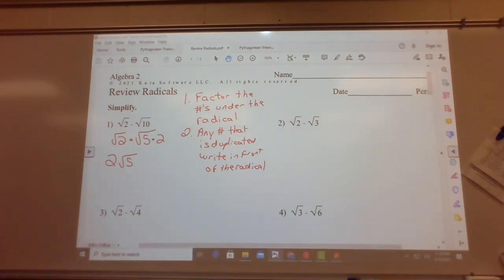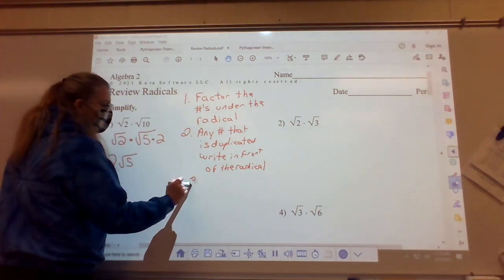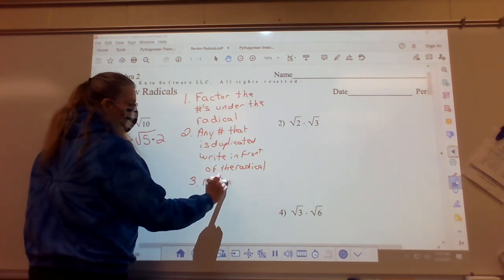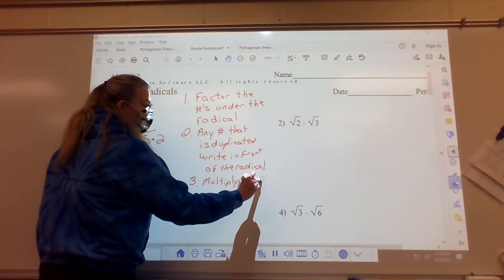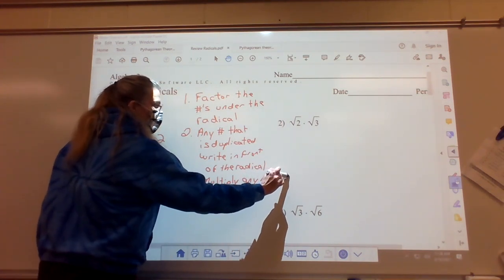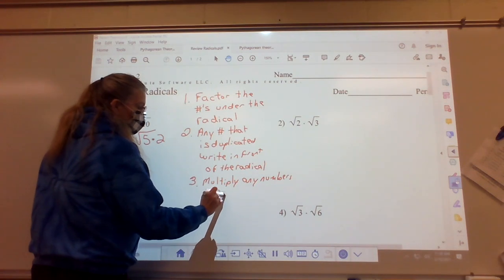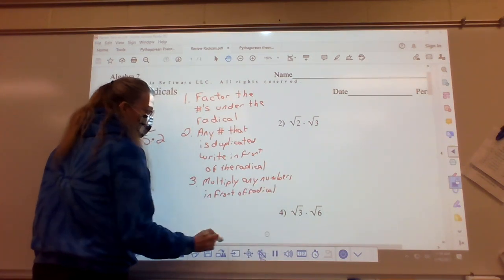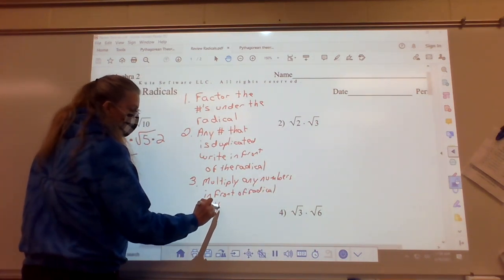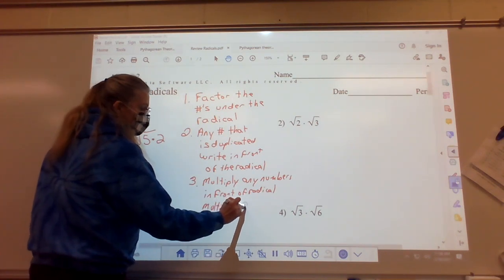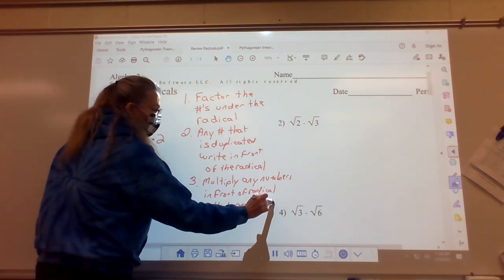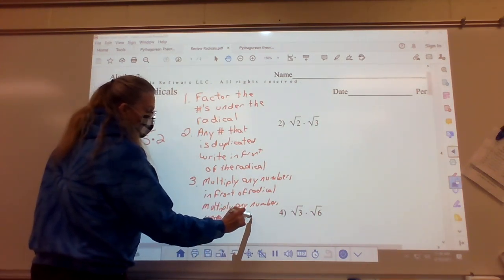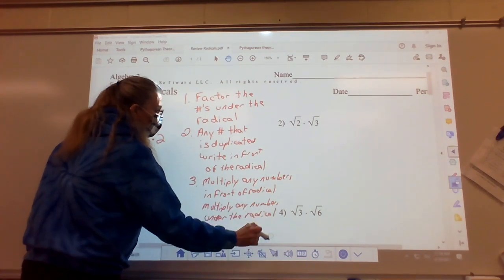So number 2. Well, first, I'm going to put one more step here, even though we're not going to need it for a little bit. So step 3 is to multiply any numbers in front of the radical and to multiply any numbers under the radical. And we actually won't need that step for a little while.